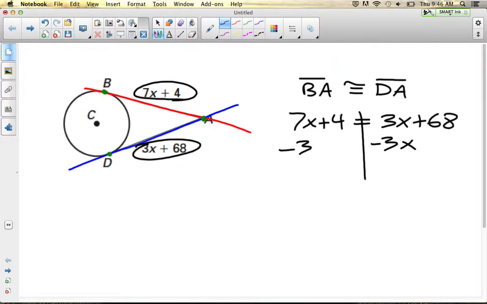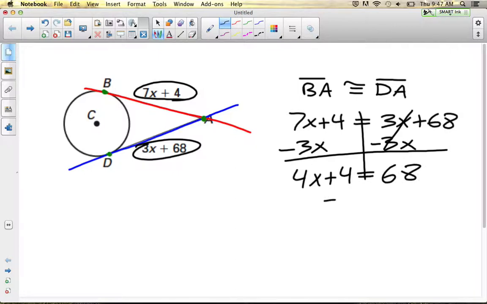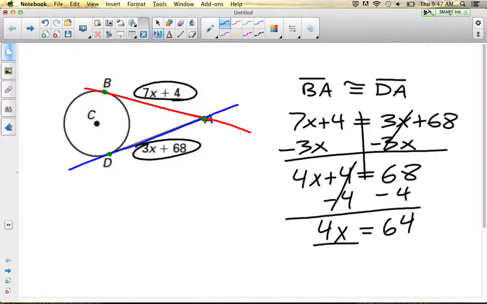Depending on how you prefer or your teacher prefers you to do your algebra, that's fine. I'm just going to isolate the variable, and I will leave you to get your answer.